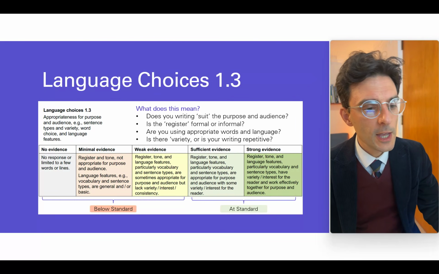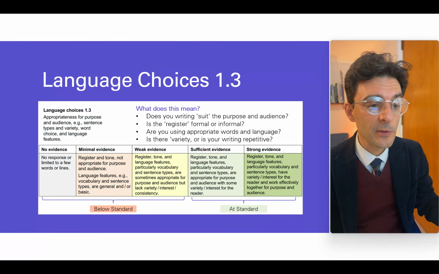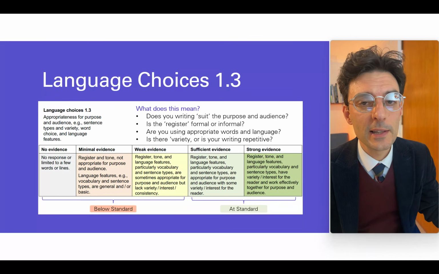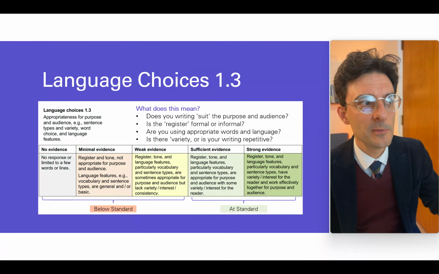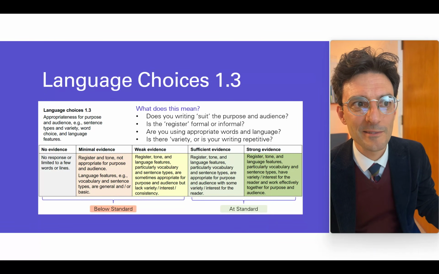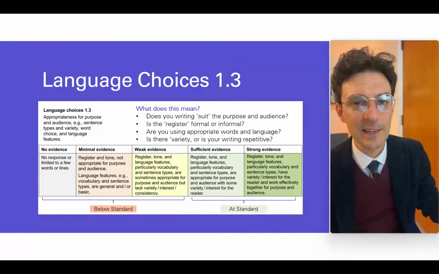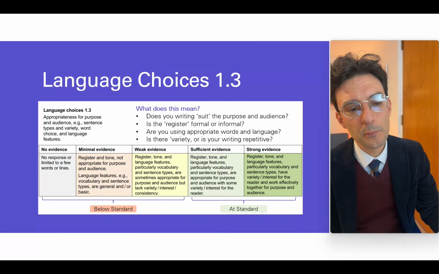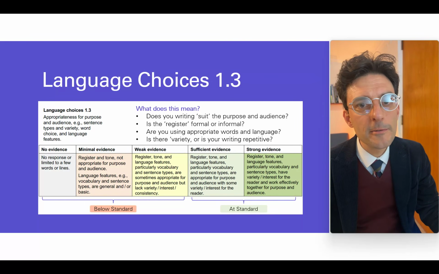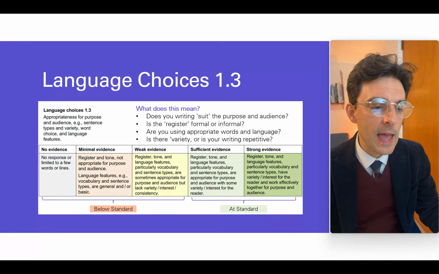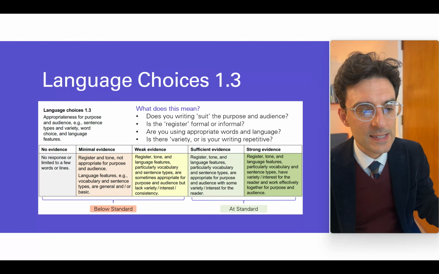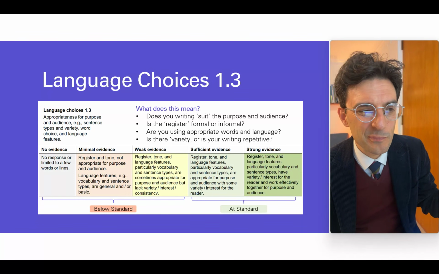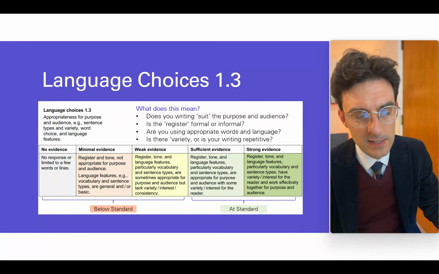If you're below standard here, in the red or the yellow boxes, it basically means you're not writing appropriately for what you've been asked to do. So this would be like my example where you've written very casually for a letter to a headmaster or something like that. Or maybe in the weak evidence box, you're using some appropriate vocabulary, but it's probably inconsistent and your writing is probably lacking variety. It's becoming uninteresting, it's inconsistent.